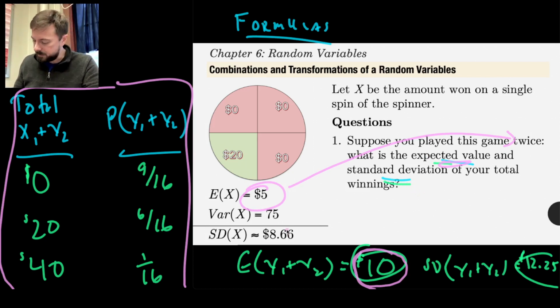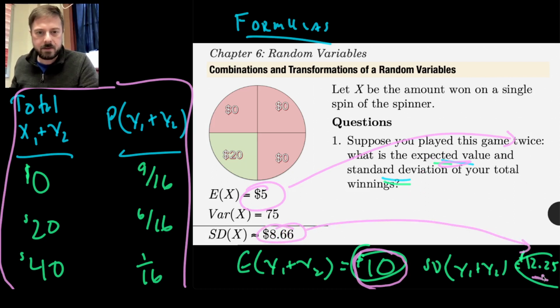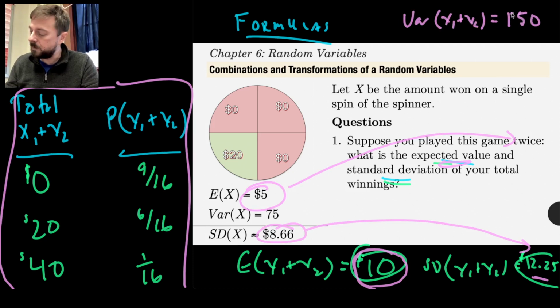Well, here we saw the standard deviation was $8.66, and now we see the standard deviation of playing twice is $12.25. There's not necessarily an easy, obvious way to go from $8.66 to $12.25. However, what is interesting is, what do you get if you square $12.25? What do you get if you square the standard deviation? In other words, you find the variance. If you plug it in your calculator, you'll see that the variance of x1 plus x2 comes out exactly to $150.